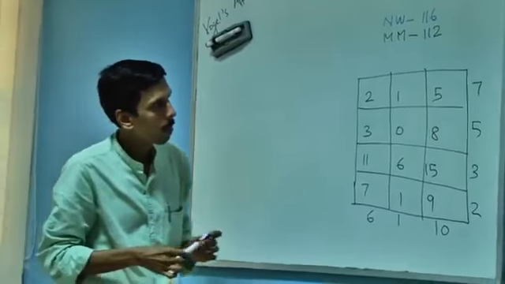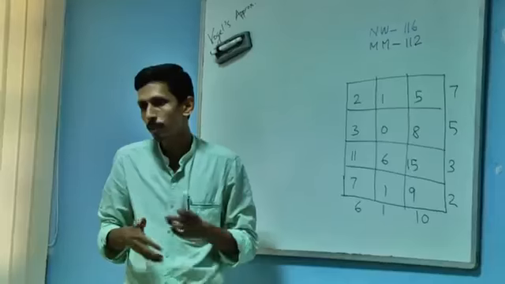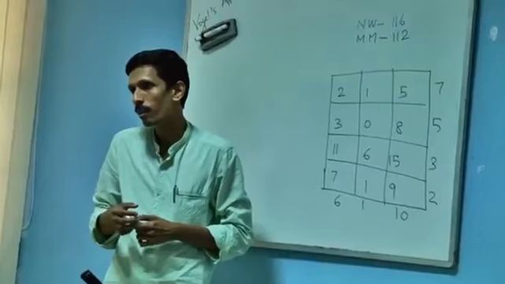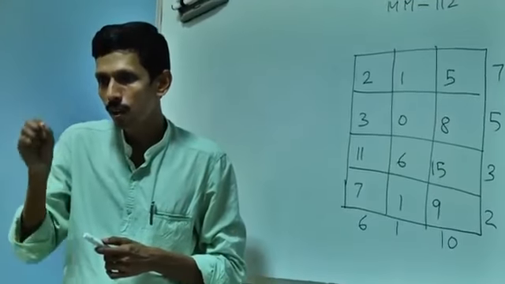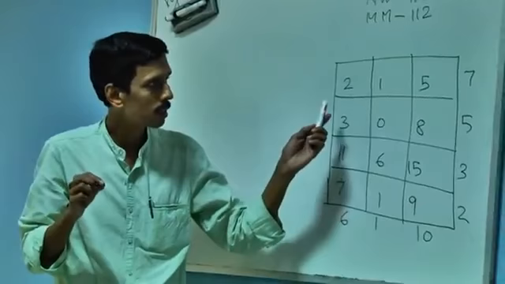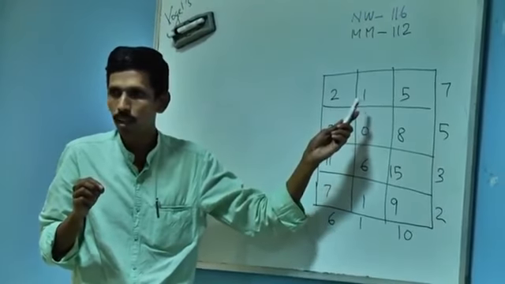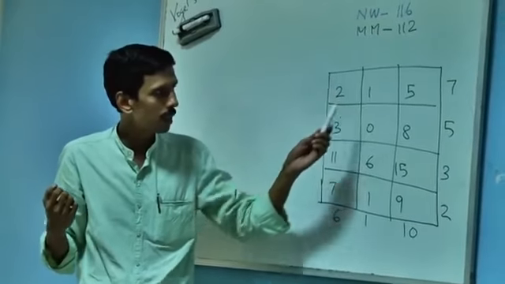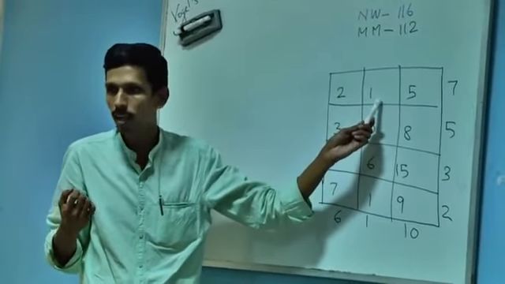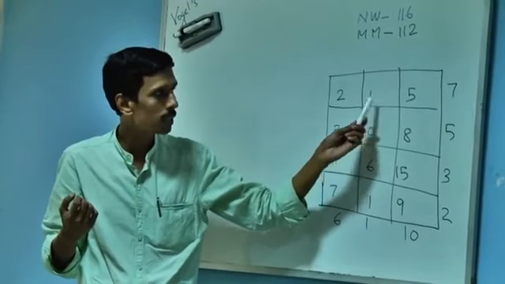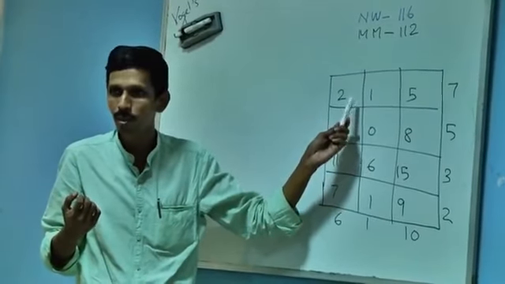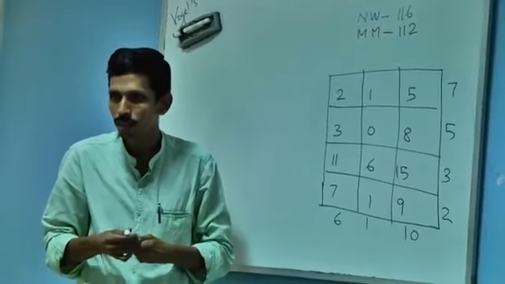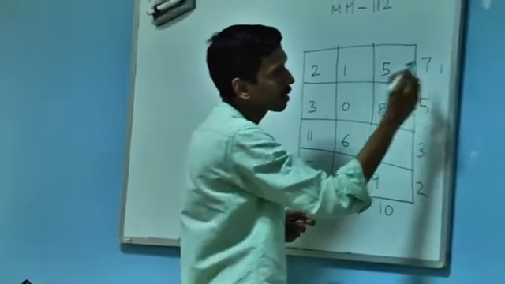The method, we call it a method of penalty also. We are computing the penalty of assigning or allocating units in a cell which is not the least cost cell. Here we can see that in the first row, this is the cell having least cost. What is the penalty if we are allocating it here? The difference between these two costs, 2 minus 1. What is it? 1. For that we call it a penalty.